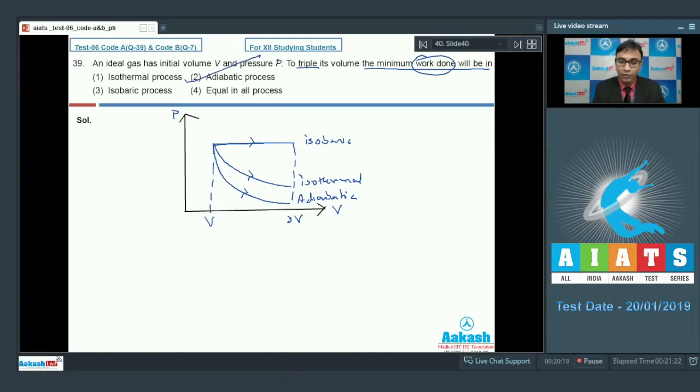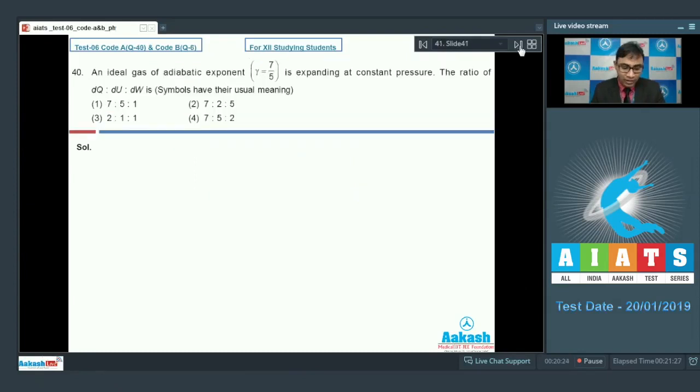Now let's move to question number 40. In question number 40, it says that an ideal gas of adiabatic exponent, that is gamma equal to 7/5, is expanding at constant pressure. The ratio of dQ, dU and dW is. Since it is expanding at constant pressure, we know that at constant pressure, dQ will be equal to n Cp dT, right?